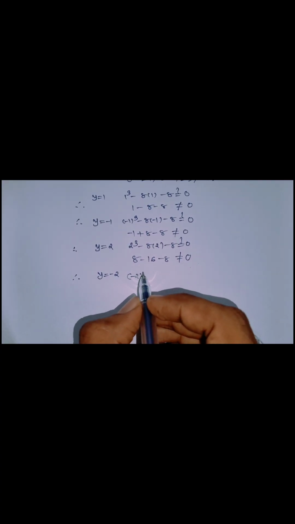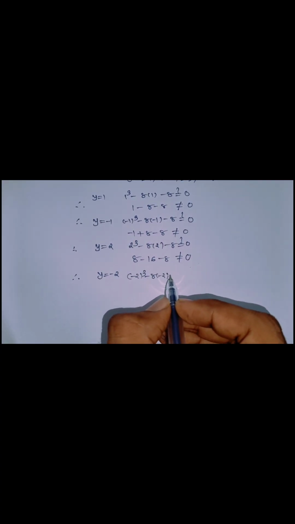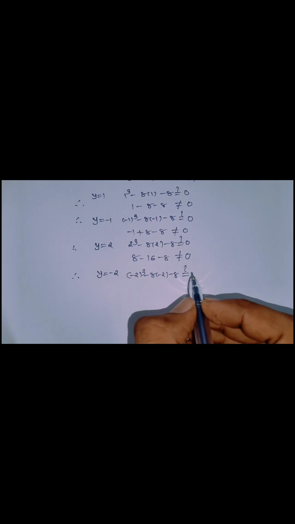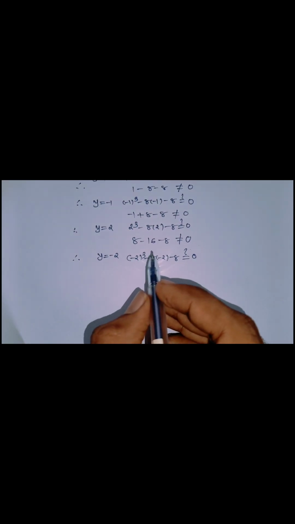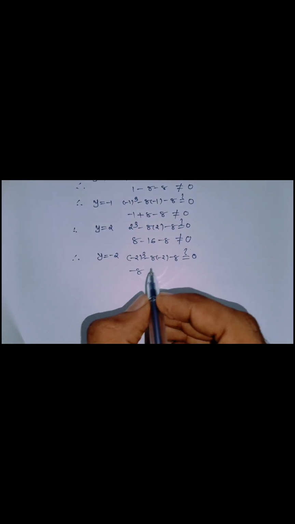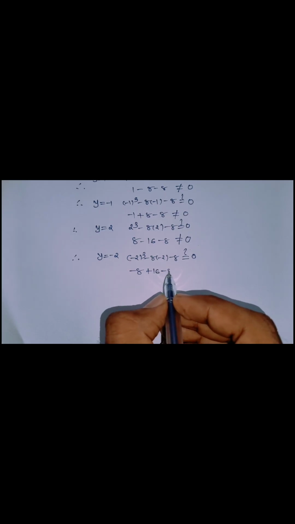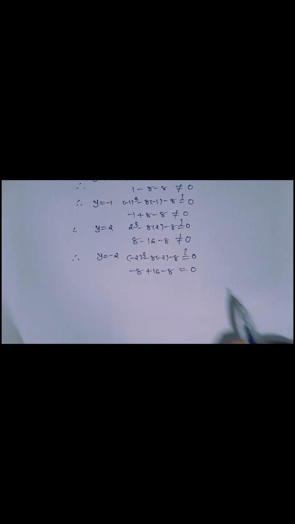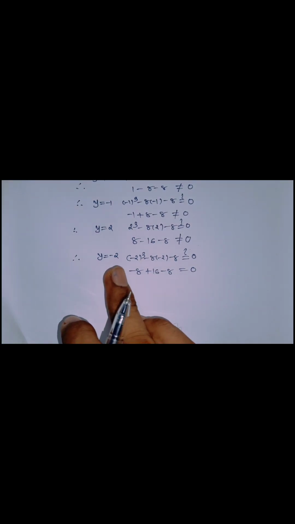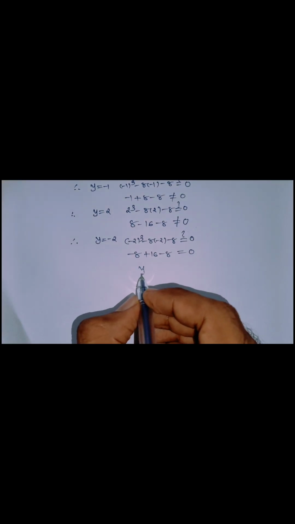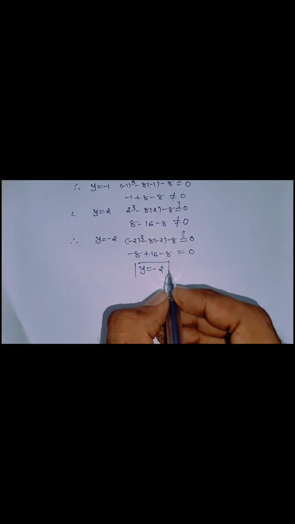Now check y is equal to minus 2: minus 2 cube minus 8 into minus 2 minus 8 equal to 0, possible? Minus 2 cube is minus 8, plus 16 and minus 8, this equals 0. This means y is equal to minus 2 is a solution. Y is equal to minus 2 is the one solution.